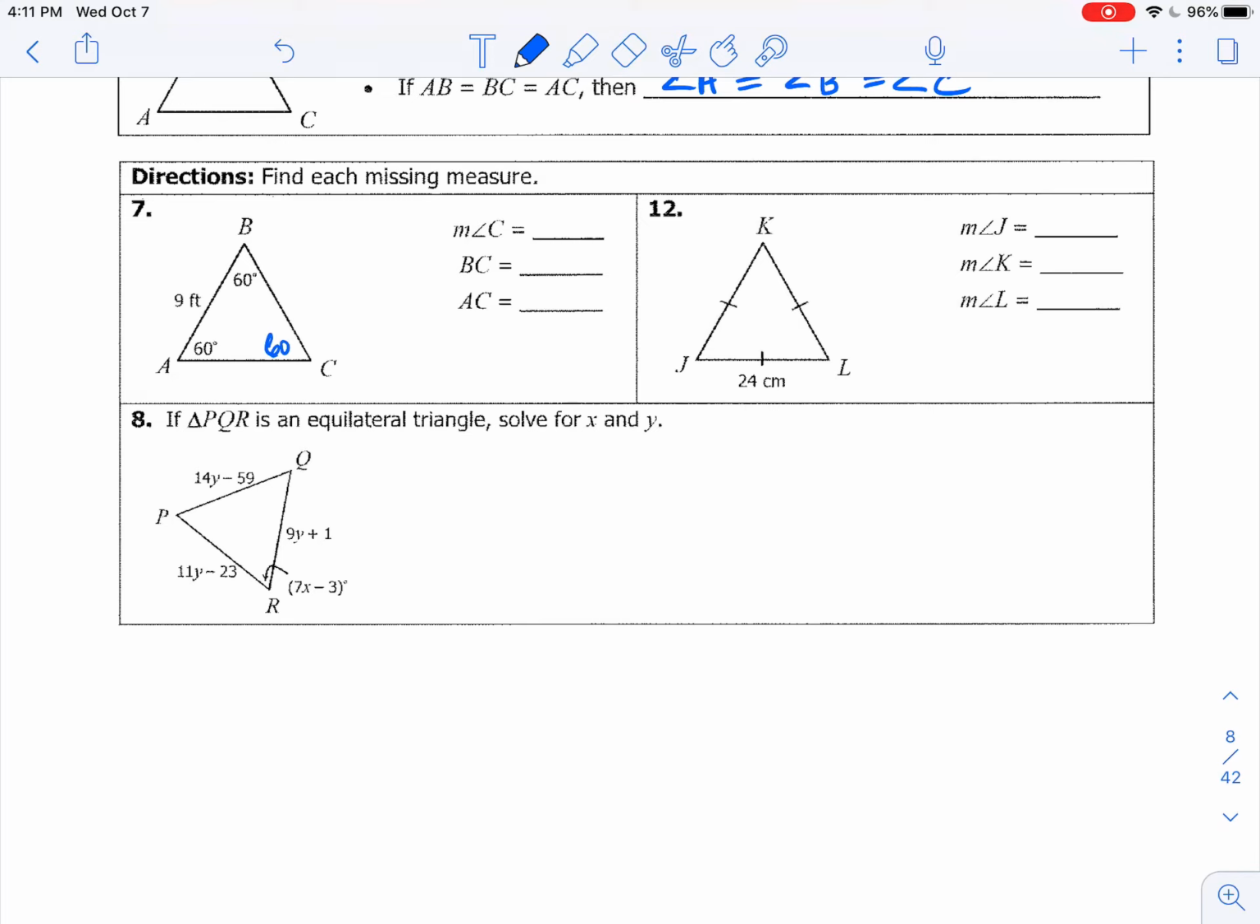So, in problem 7, let's find the missing measures. We know that each of these angles is 60. And if it's equiangular, then it's equilateral. Each of these guys is going to be 9.